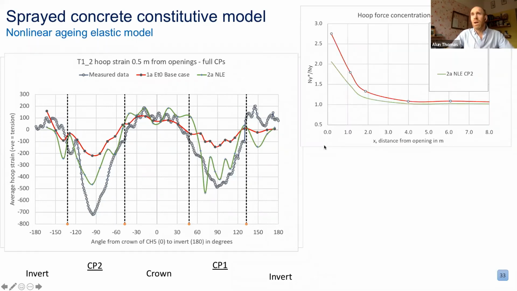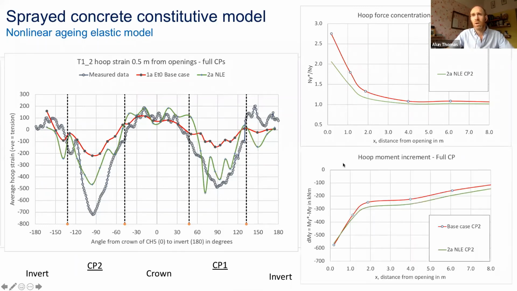If we compare the loads, the axial forces tend to be lower in the nonlinear elastic model, which would be potentially good for our lining design, and the bending moments are pretty similar, slightly higher in certain places, but it changes depending on where you are in the cross section.